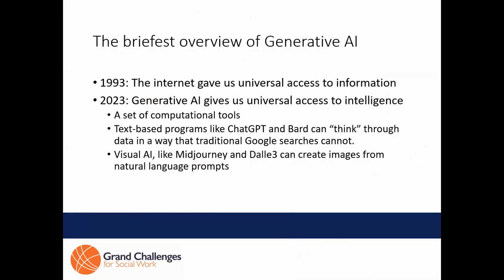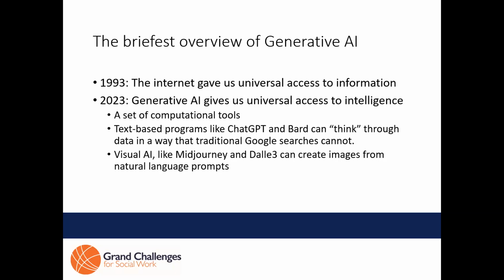So the briefest overview of generative AI. Generative AI is a bunch of computer code that was trained on a bunch of words that enables folks to engage with text and images through natural language, and the responses are created on the fly using natural language.